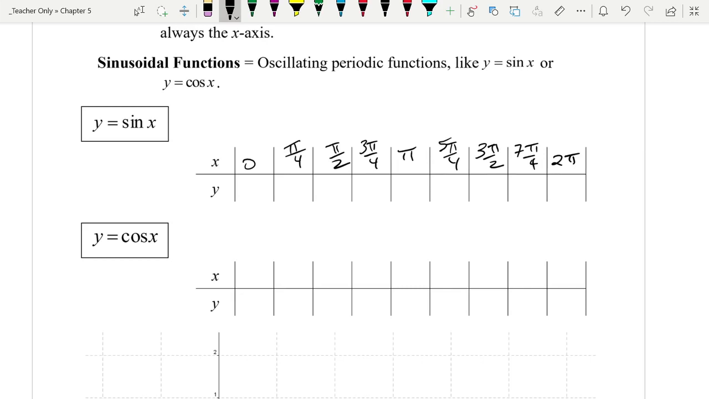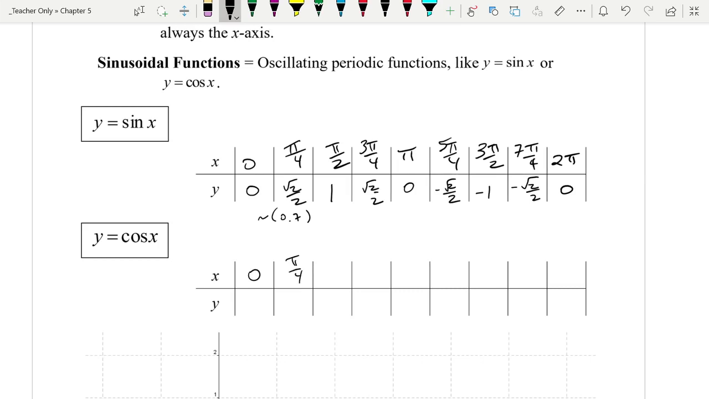And these should be pretty familiar to you. If x is 0, y is the sine of 0, which is 0. The sine of pi by 4 is root 2 over 2. And the decimal on that is approximately 0.7. I'll put approximate signs on that. The sine value for pi by 2 is 1. 3 pi by 4 is again root 2 over 2. Pi is 0. 5 pi by 4 is negative root 2 over 2. 3 pi by 2 is negative 1. 7 pi by 4 is also negative root 2 over 2. And the sine of 2 pi is 0.